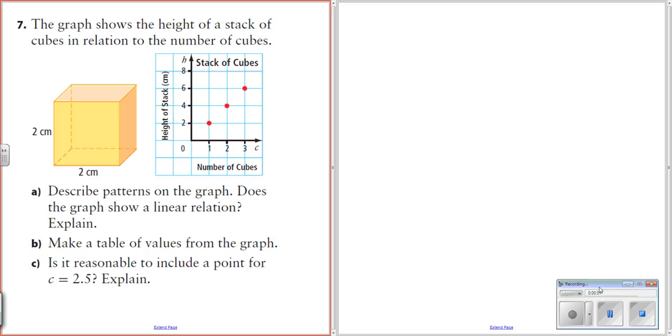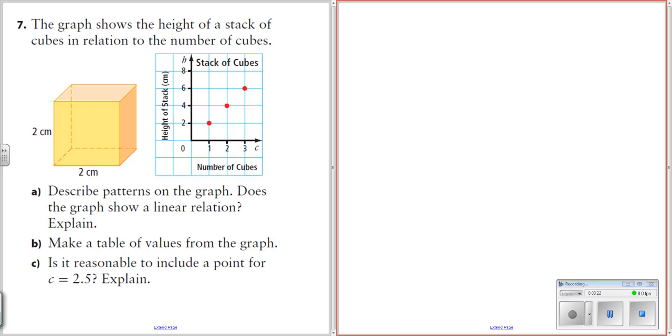Okay, this is question 7 from section 9.1. It says the graph shows the height of a stack of cubes in relation to the number of cubes. So there's a picture of the cube. Of course, it's not drawn to scale. It's 2 centimeters by 2 centimeters. And that's the cube. So it's the stack of these cubes.